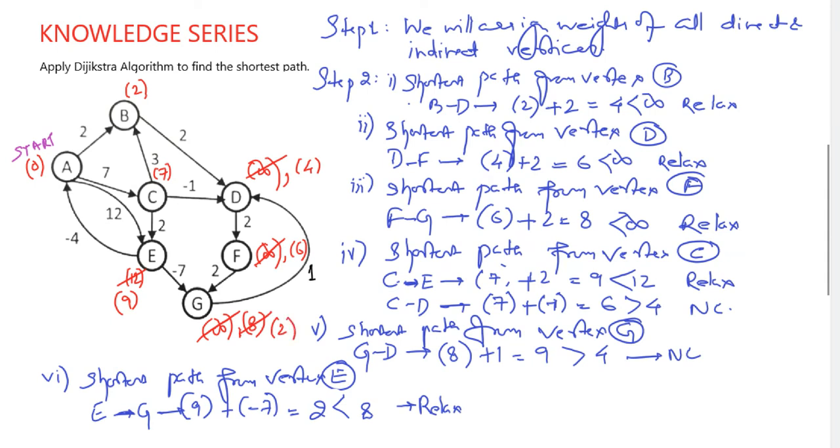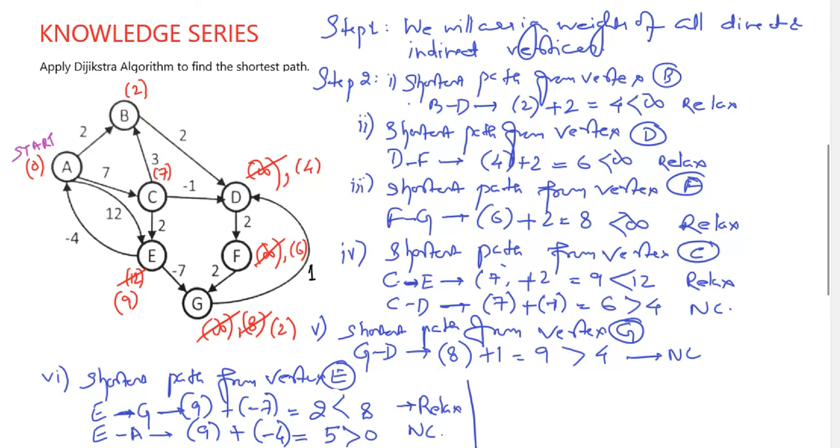And what is remaining? One more path, between E and A. So this one means E is 9 plus the link between E and A, minus 4. So that is 5. 5 is greater than 0. So no change. So this completes every movement of the computed path from the various links.